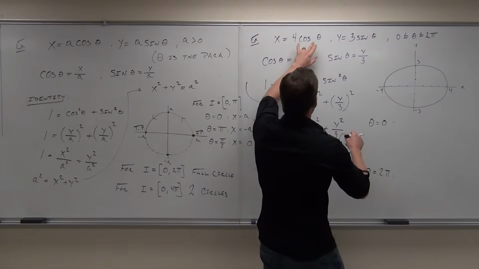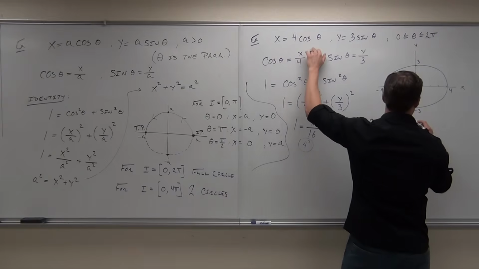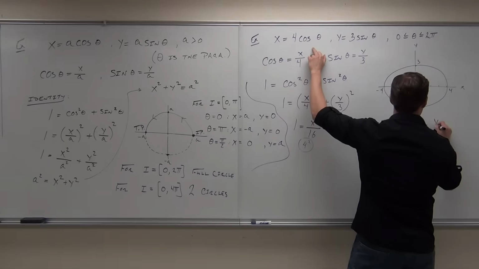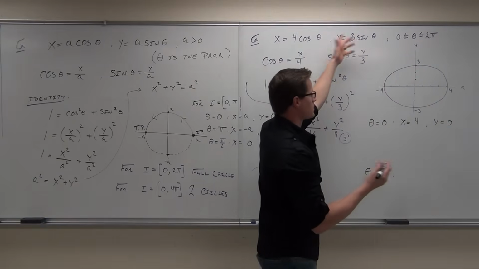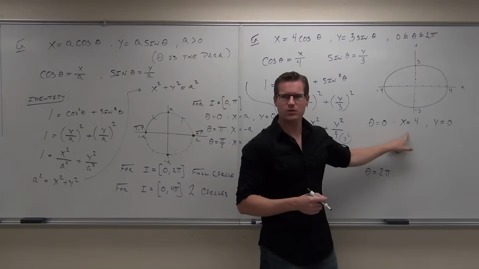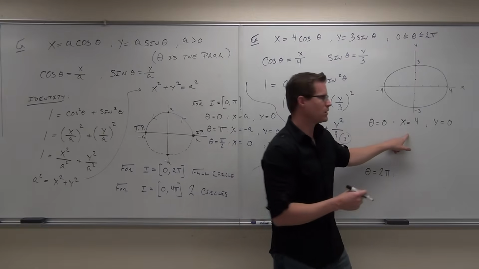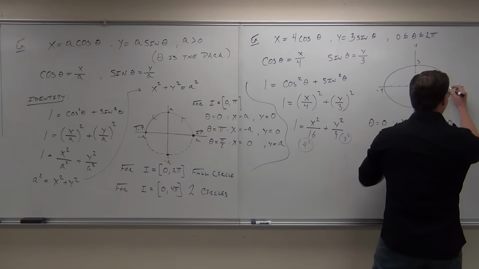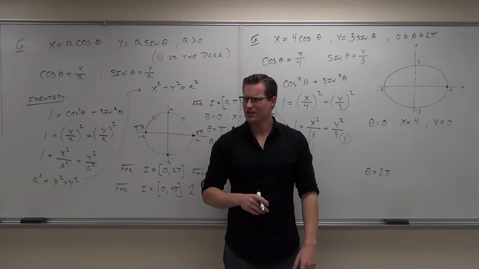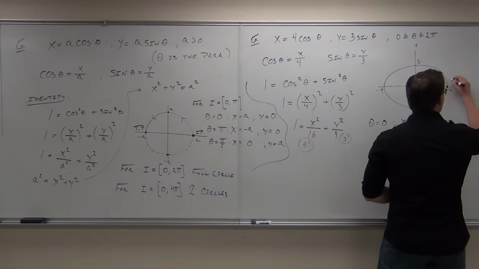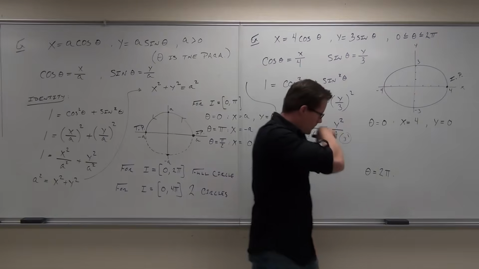So plug it in. What's cosine of 0? 1. So x would equal 4, and y would equal, sure, sine of 0 is 0, 0 times 3 is 0, we got 4, 0. Hey, is 4, 0 somewhere on your graph? Hey, where is it at? At 4, 0. That's why we graphed it, so it's got to be there. What point is that again? Initial.